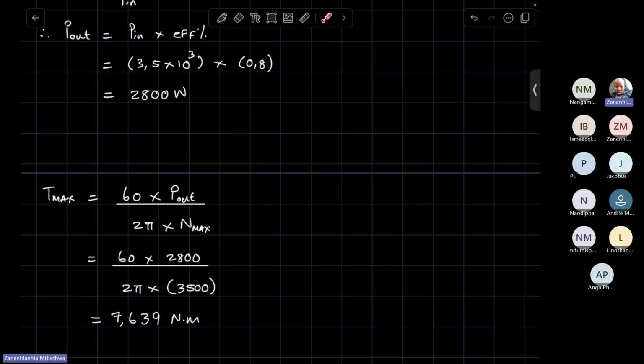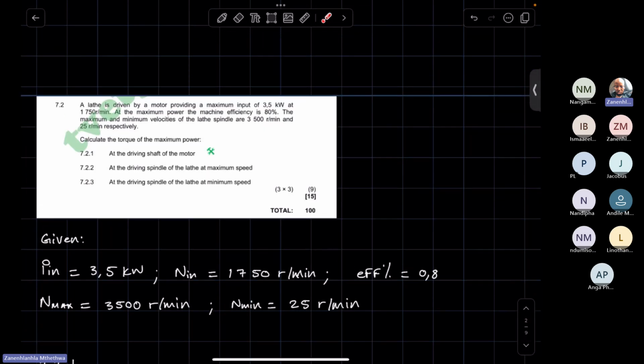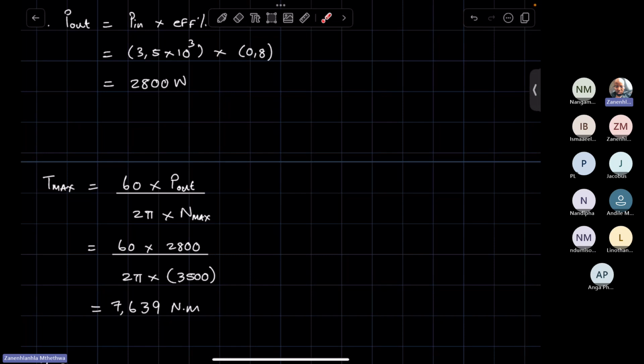In terms of torque, we calculated the torque at the maximum speed of the lathe spindle, and this is what we got. So when the lathe spindle is running at maximum, the maximum being 3,500, it only needs a torque of this much to essentially initiate rotational motion.